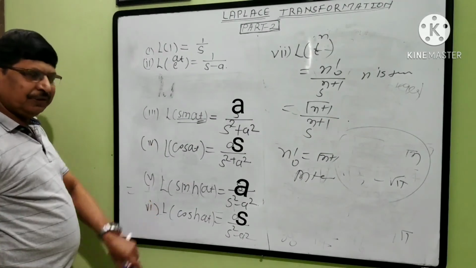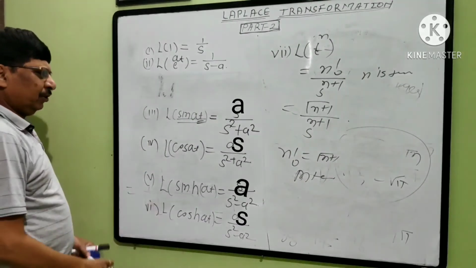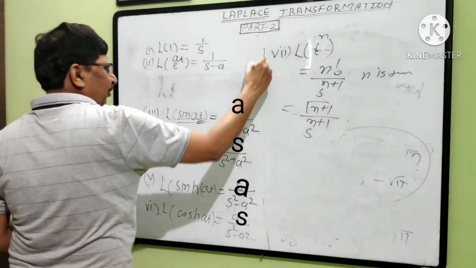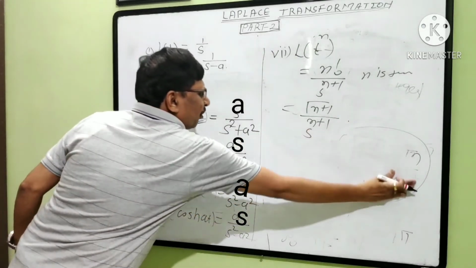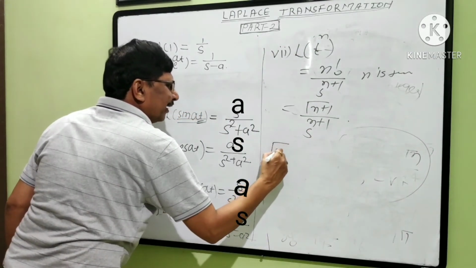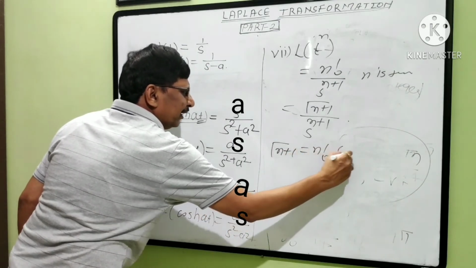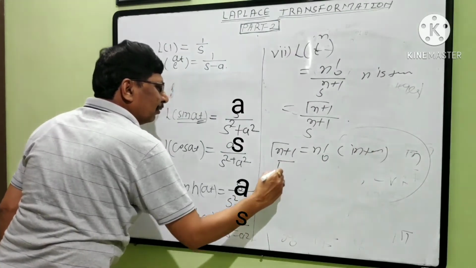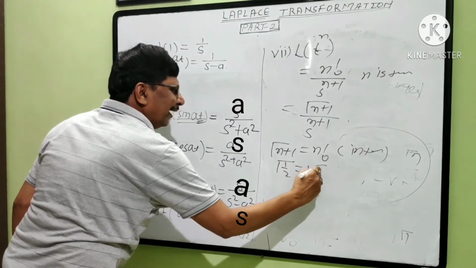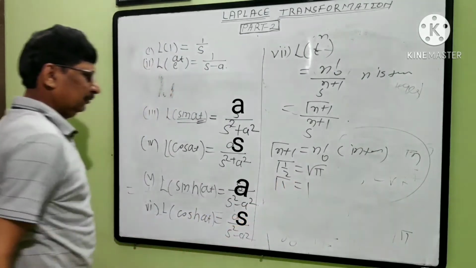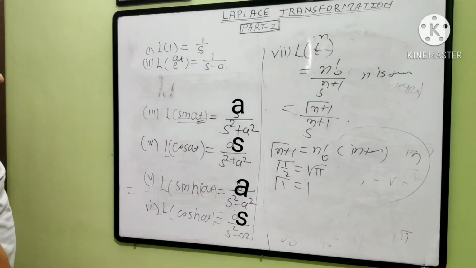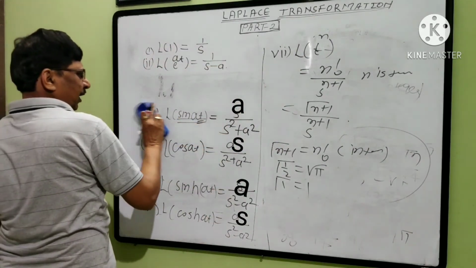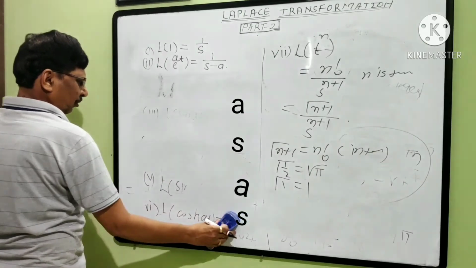Now with the help of this, we are going to find Laplace transformation. Now problems are simple. Note down this formula, and here also write down gamma of n plus 1 is n factorial for positive integer, and gamma of half is root pi, gamma of 1 is 1. Okay, use this. Note down. Okay, now we are solving this problem.